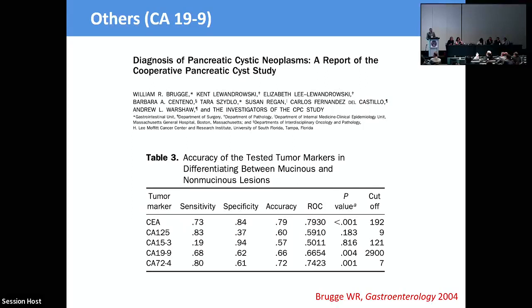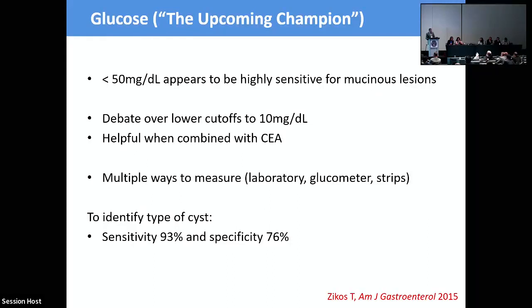Some of the other protein biomarkers here, so you can see CA19-9, and you can see quickly here the specificity and sensitivity drops quite a bit for this as well. And again, utility tends to be a little bit more limited. In one manuscript that I reviewed, I saw that glucose was called the upcoming champion.